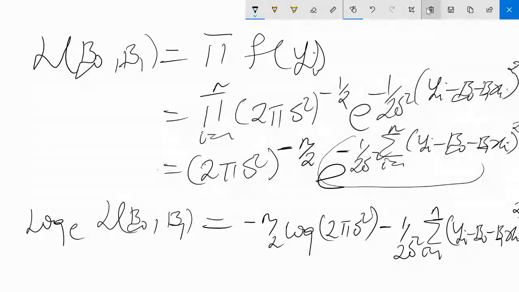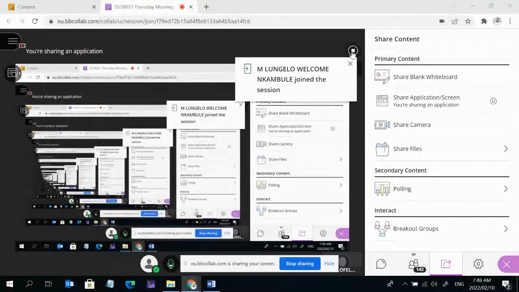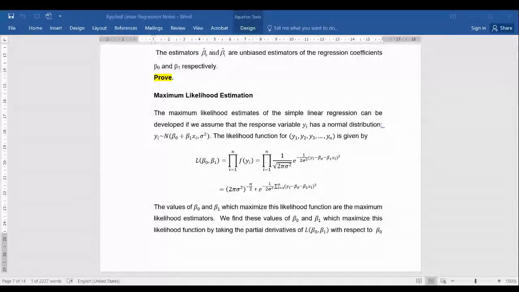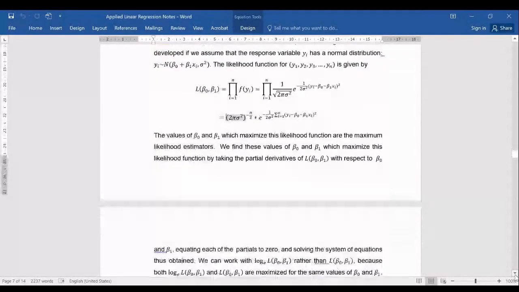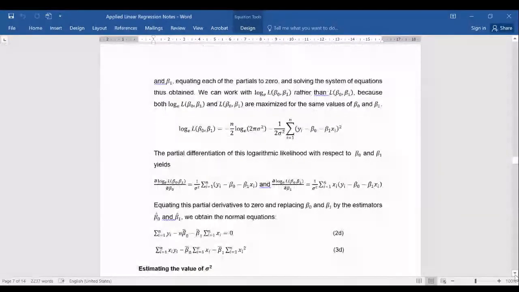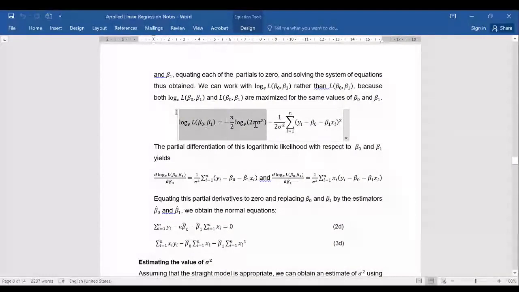So let me go to the notes, because these things are there in the notes. There's no need for me to write them. Let me go back to the notes so that I can explain from that side. So we take the natural logarithm of the likelihood function, and we get this. So you saw how to get to this point.